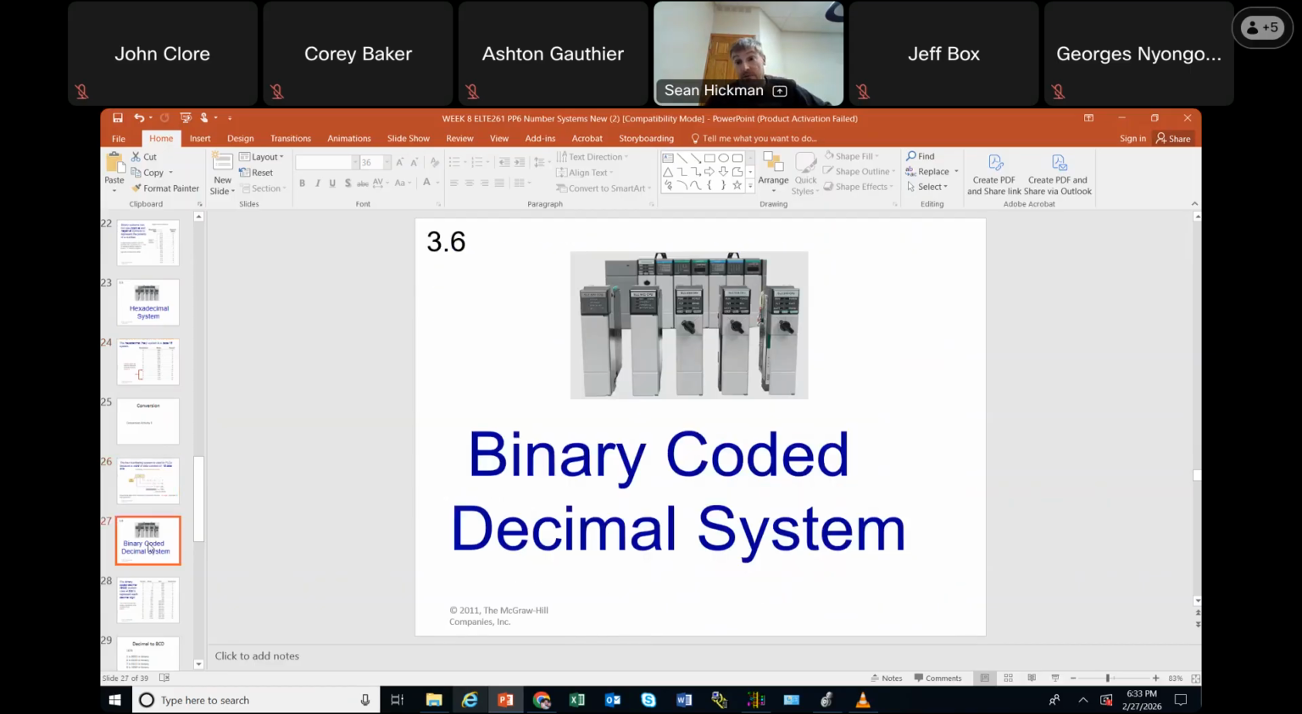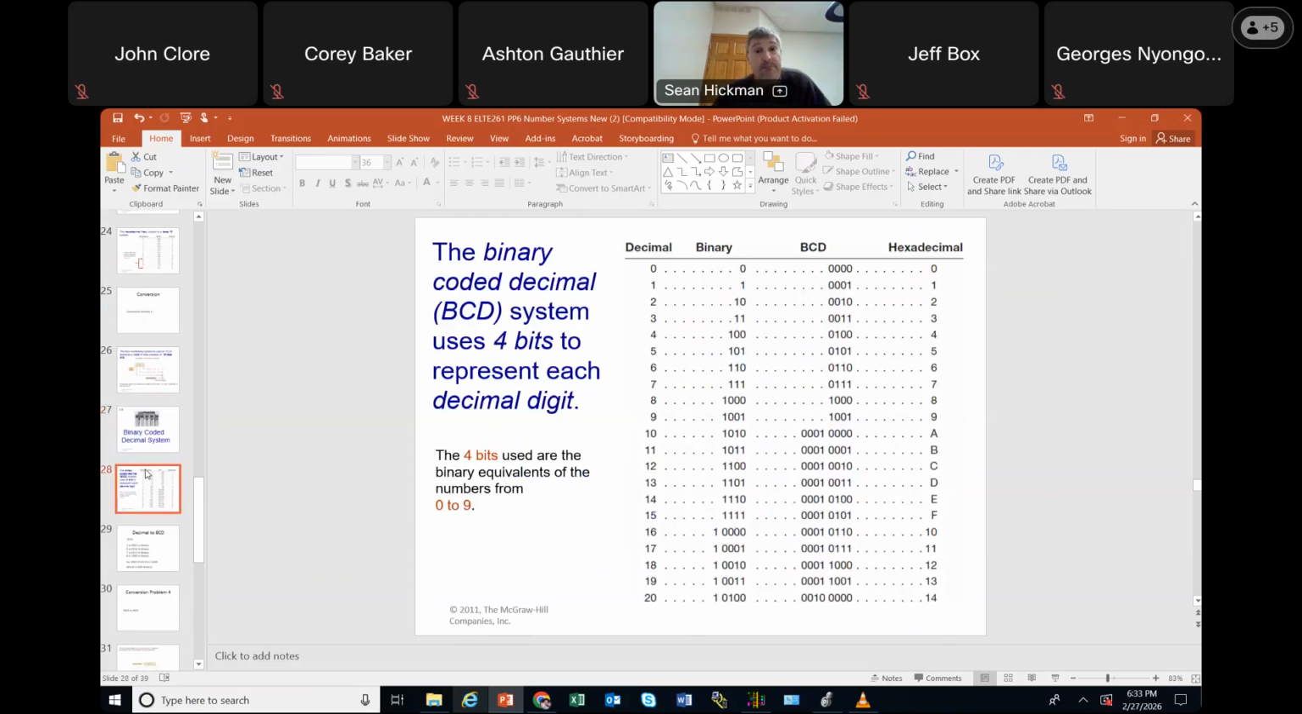Binary coded decimal. That's another one that we got into a little bit this week. BCD, binary coded decimal, uses 4 bits to represent each decimal digit. So once again, here's our decimal, here's our binary. Our binary coded decimal is going to use 4 bits in binary form to represent the first number, okay? So 0000 is 0, and 0001 is 1, and it would be 00010. It's got the extra zeros on it, okay?